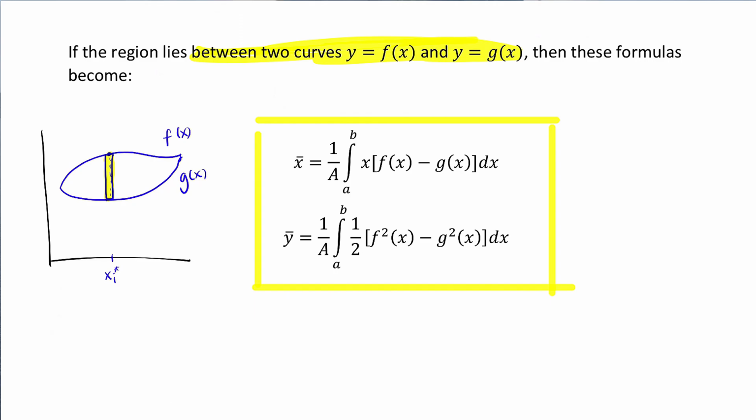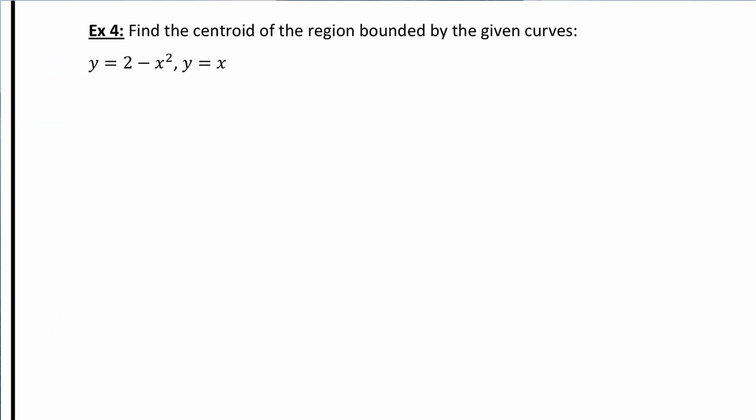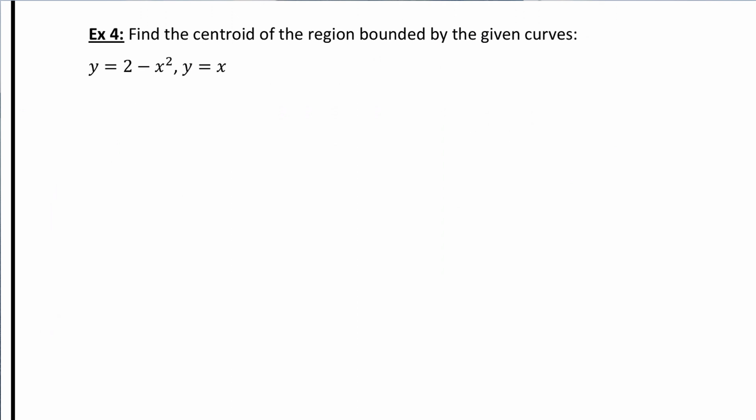So let's do an example real quick. Find the centroid of the region bounded by the given curves. So we have that y is equal to 2 minus x squared and y is equal to x. Okay, so the very first part, it's always to find the intersections, okay? So as usual, step 1, let's find intersections.